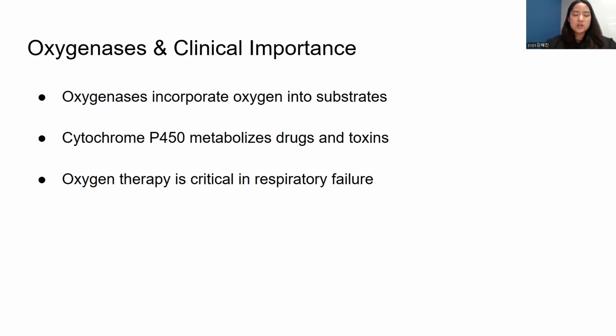Oxygenases are enzymes that use oxygen as a substrate, and cytochrome P450 is an example of this. Cytochrome P450 metabolizes drugs and toxins, and this is important because oxygen therapy is critical for patients who usually have respiratory failure or circulatory system problems.